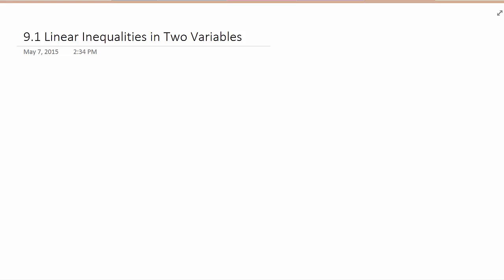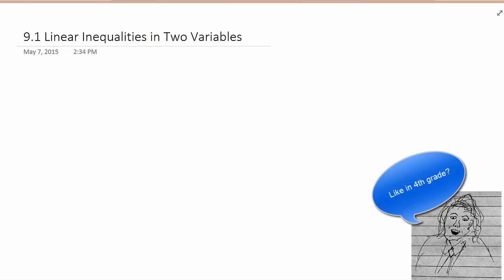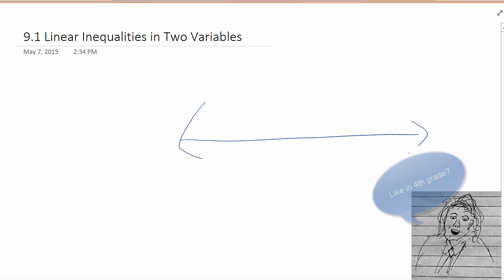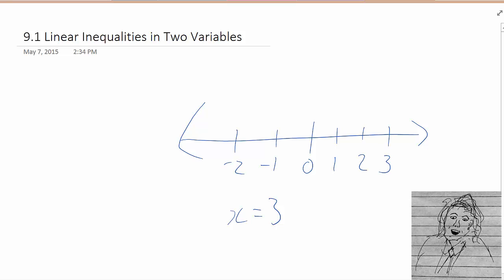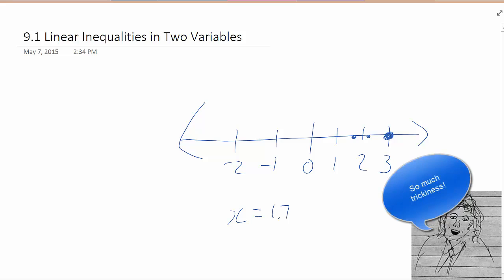Well, once upon a time long ago, you learned about plotting points on a number line. For instance, you would have had something like plot x is equal to 3. And then you would have drawn the number line and marked it off with a few handy reference numbers so that you could see where all the numbers fit, and you would go ahead and mark 3 correctly. And then your teacher got sneaky and asked you to plot points like x is equal to 1.7 or 2.1 or negative 2.4.